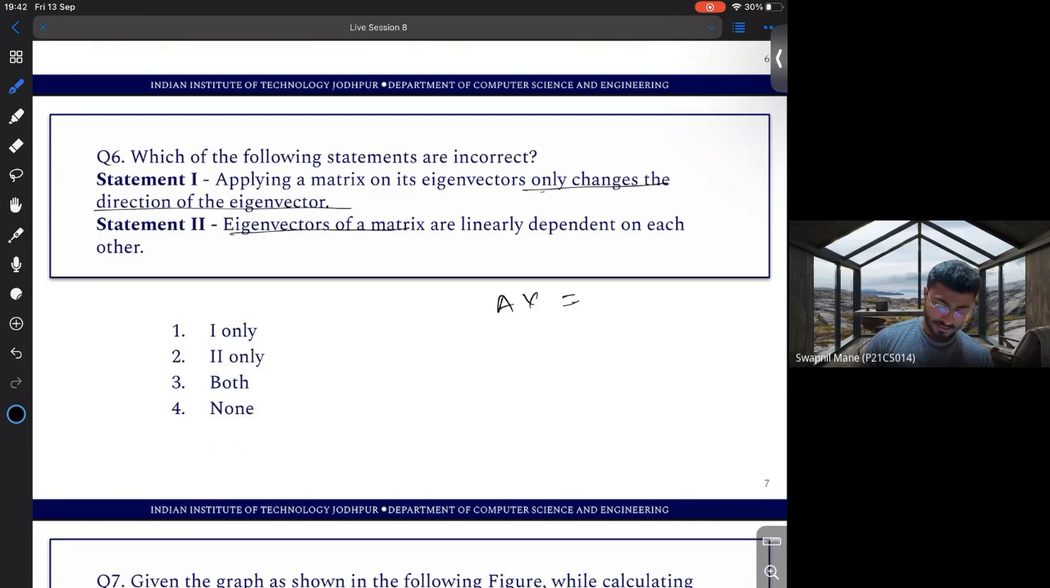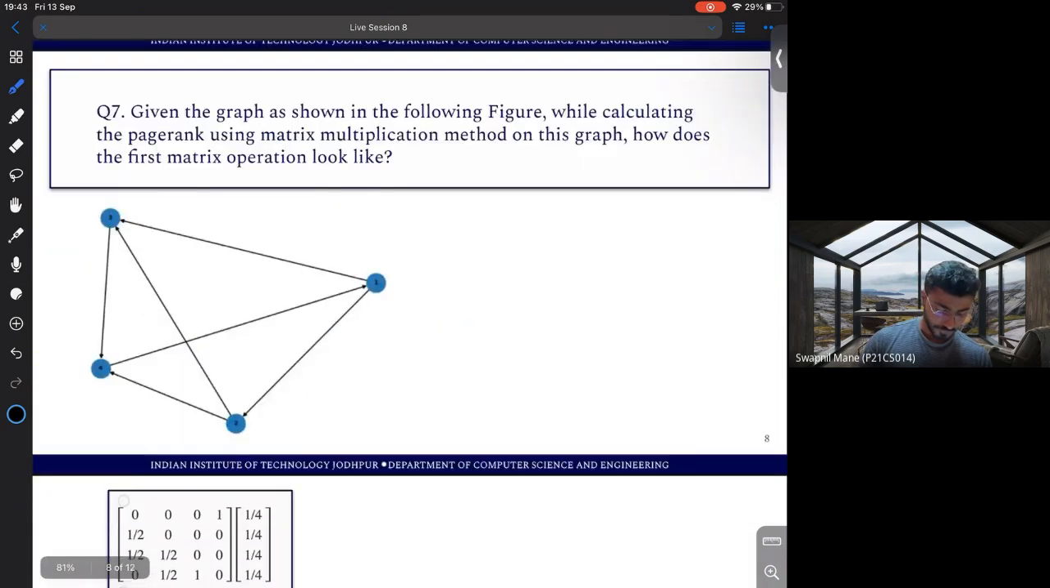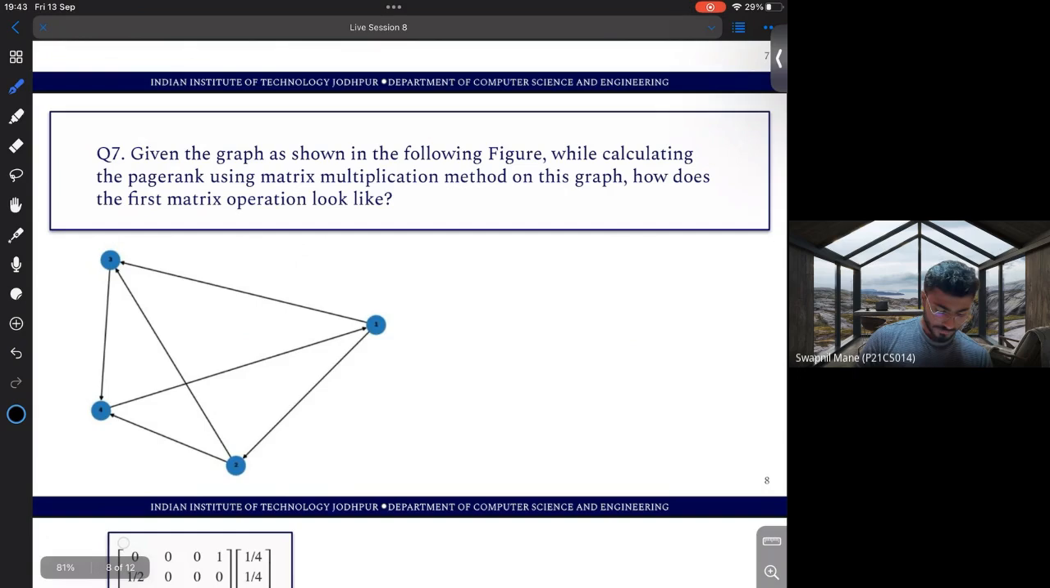Eigenvectors of a matrix are linearly dependent on each other. So exactly, dependent or independent? They are independent. They are not dependent on each other, the eigenvectors. So both options are incorrect here. Okay, let's move to the next question.